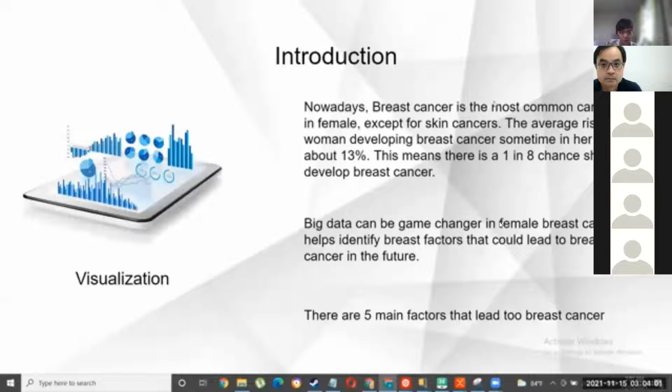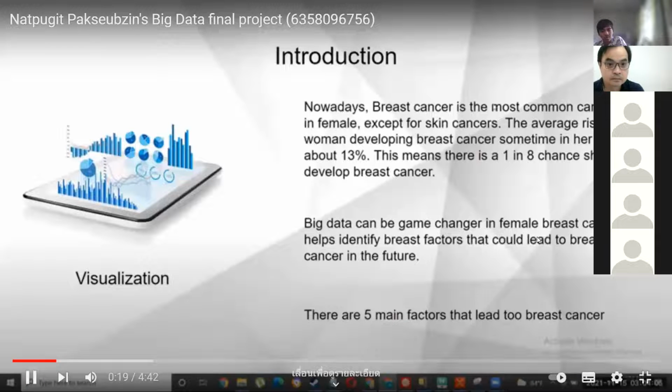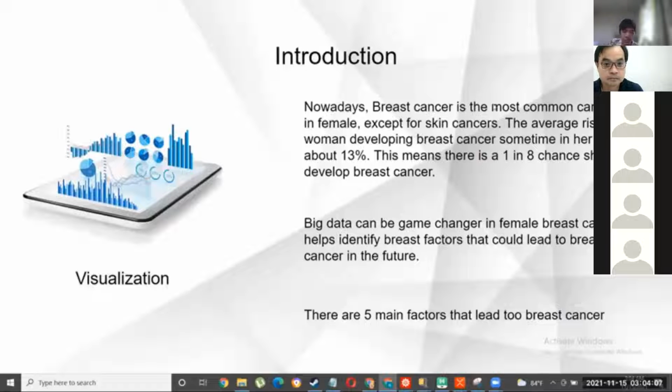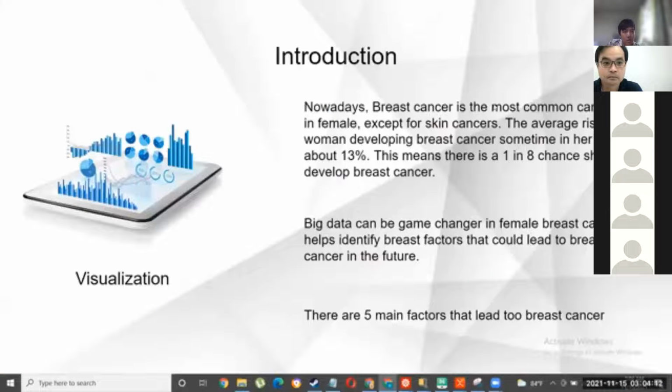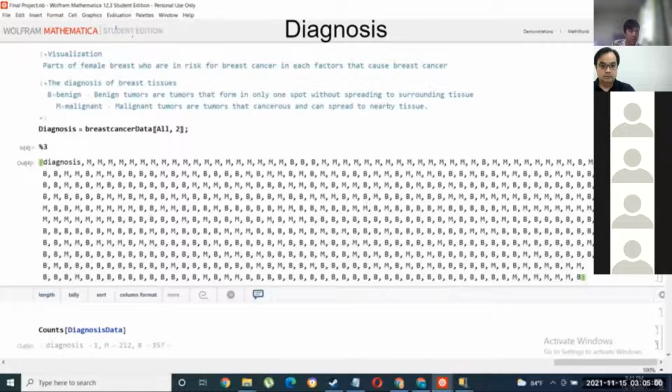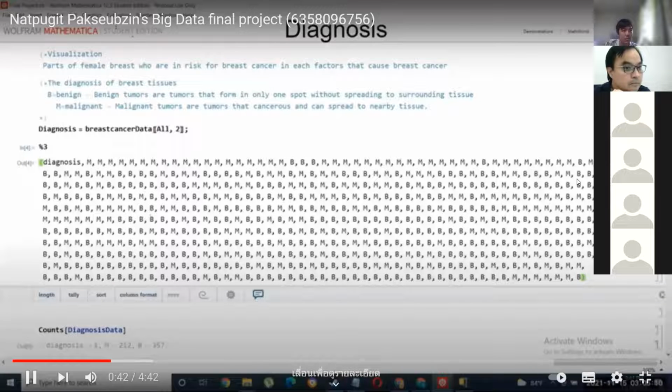Nowadays, breast cancer is the most common cancer in females, except for skin cancers. The average risk of a woman developing breast cancer sometime is about 13%. Big data can be a game changer in female breast cancer. It helps identify risk factors that could lead to breast cancer in the future. There are 5 main factors that lead to breast cancer, which I would like to discuss in the following slide.